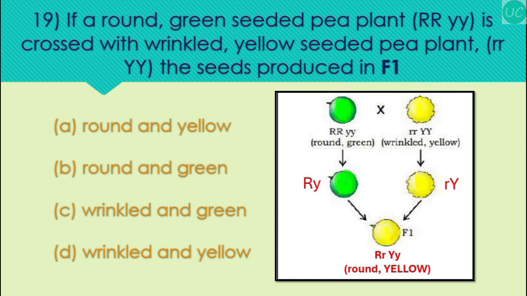So if this arrangement is crossed, what would be the seeds produced in F1 generation would be? So as you can see from the diagram, the F1 generation would give round and yellow seeds. Okay, so the correct option over here is A, that is round and yellow.